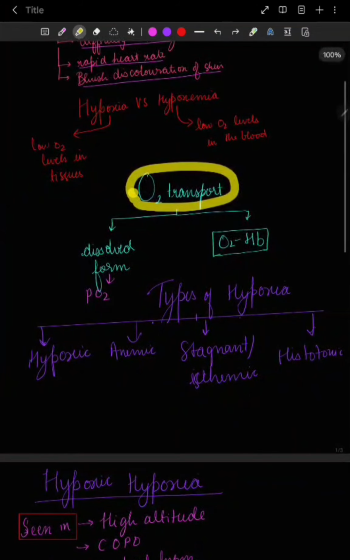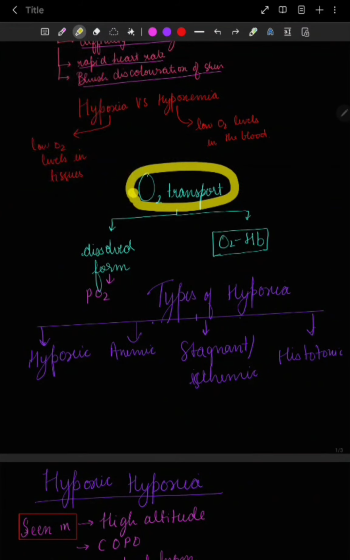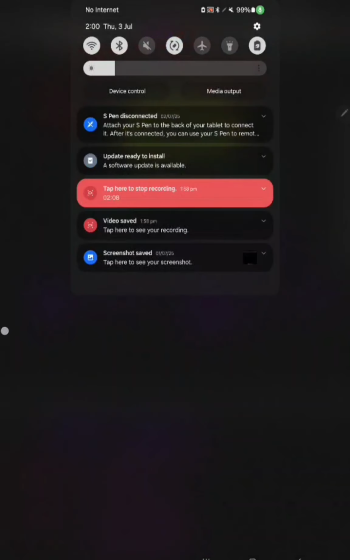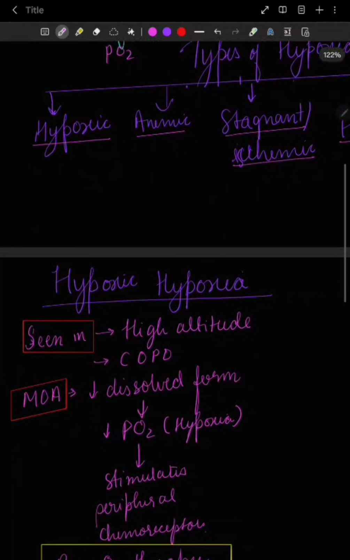Now we will see the types of hypoxia. There are 4 types of hypoxia which we will see. It is hypoxic hypoxia, anemic hypoxia, stagnant or ischemic hypoxia, or histotoxic hypoxia. Okay, first is hypoxic hypoxia. What do we understand by this?